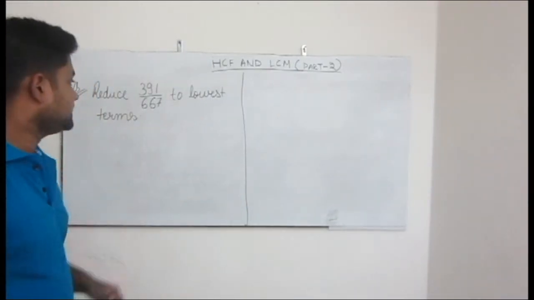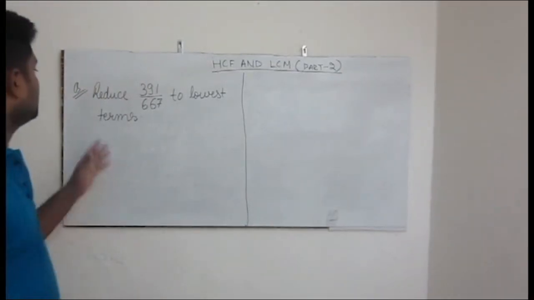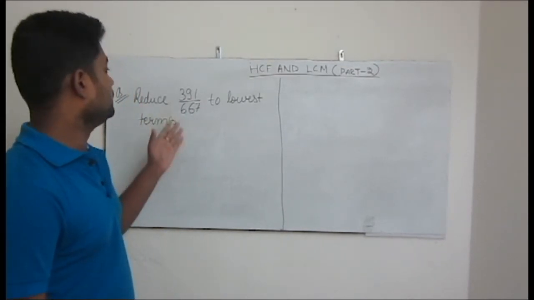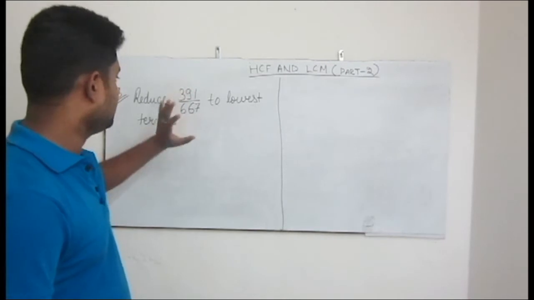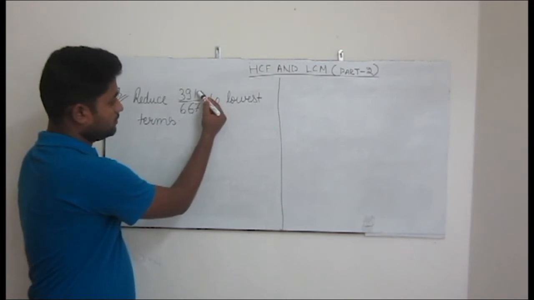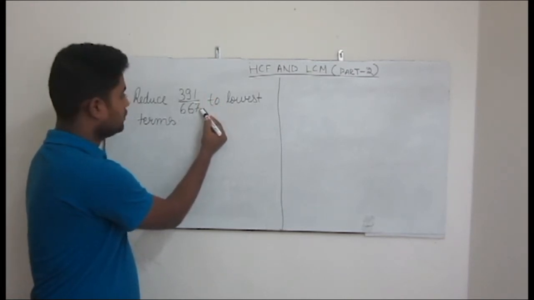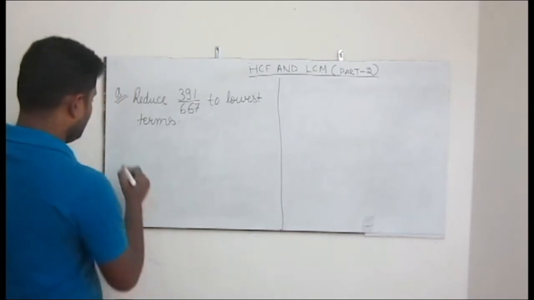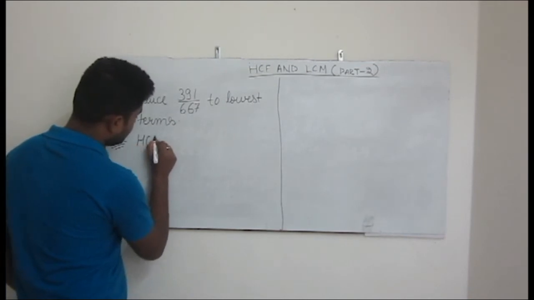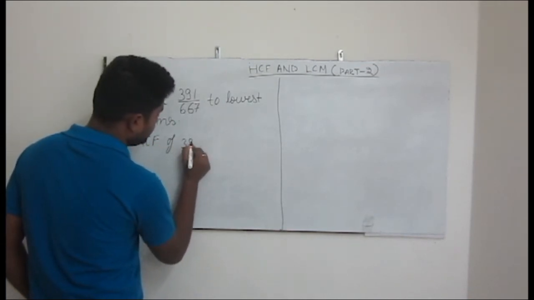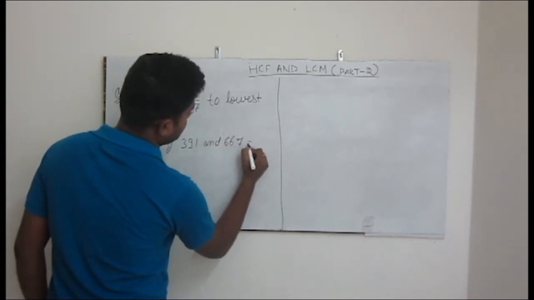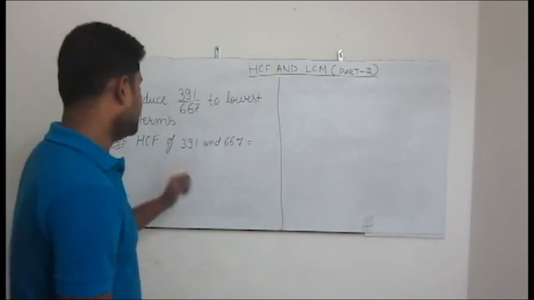Okay, now we will see another type of question. The question says reduce this fraction to lowest terms. So how will you reduce this fraction to lowest terms? The simple way is, first you need to find the HCF of the numerator as well as the denominator. So we will find the HCF of 391 and 667, which is equal to 23.